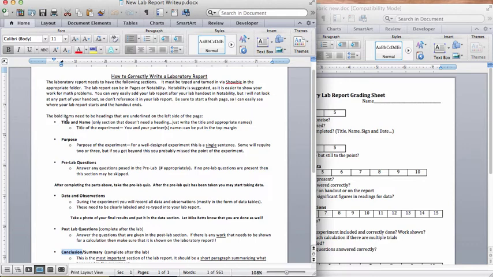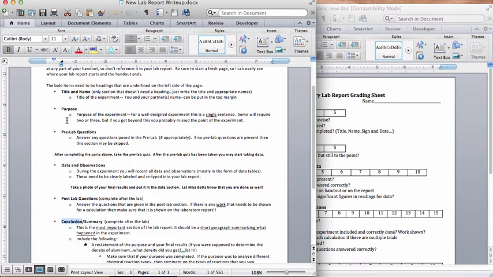You start with the title and name. It's just got to have the title of the lab and your name. It's easy as that. You should have your lab partner's name as well. It would be nice in there. Usually I can tell, but it is also nice to have your lab partner's name on there.